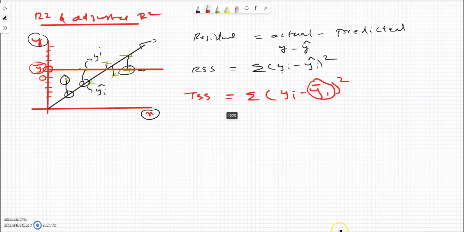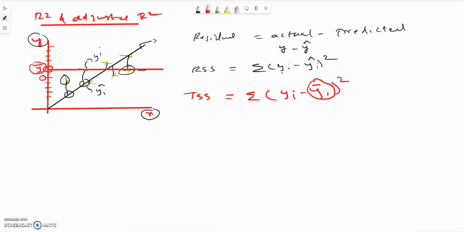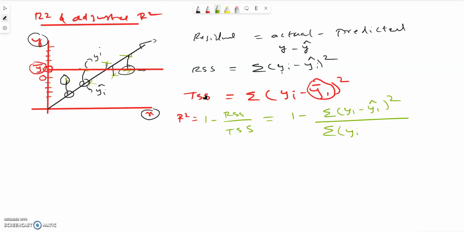Here, if we want to write the formula for R square, R square is equal to 1 minus residual sum of squares divided by total sum of squares, right? This I can also write as 1 minus summation of yi minus yi hat whole square divided by summation of yi minus y mean whole square.